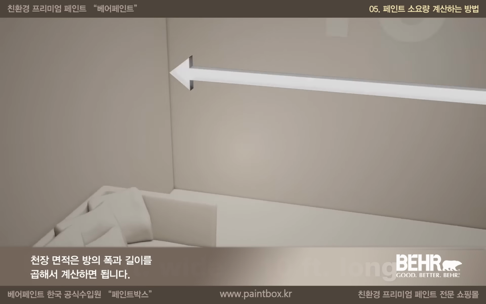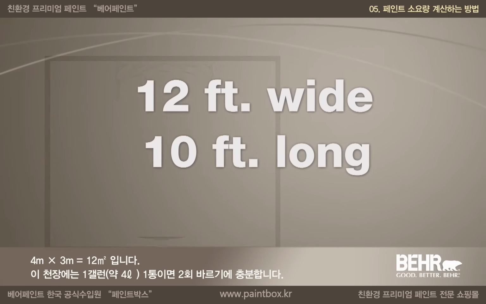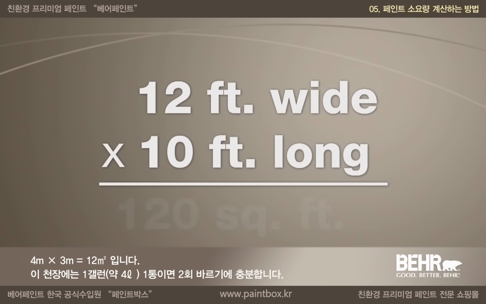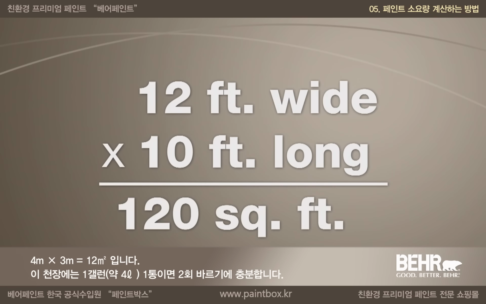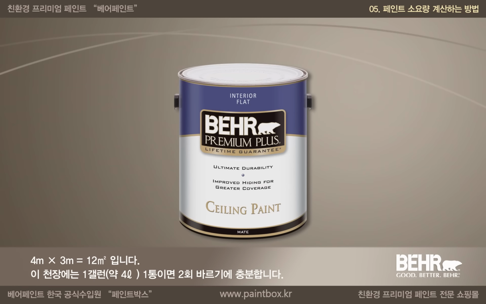To determine the total ceiling area, multiply the width and length measurements. 12 feet wide times 10 feet long is 120 square feet. So, 1 gallon would be enough to put 2 coats on the ceiling.